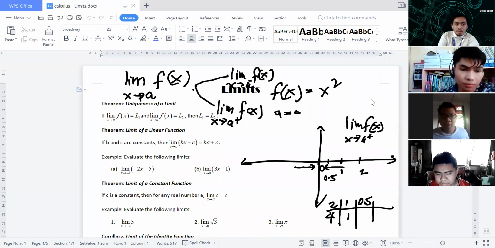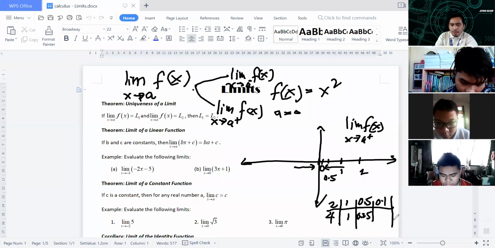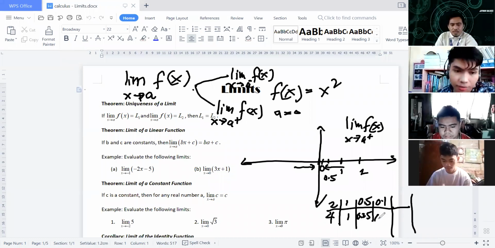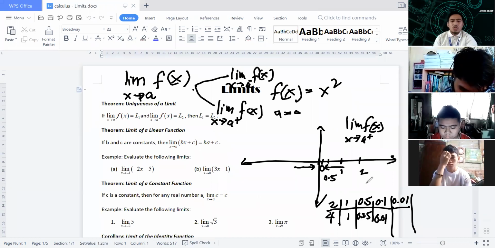0.25. Let's make it closer. Let's have 0.1. What's the answer? 0.01. Let's make it even closer, say 0.01. What is your f of x if that is your x?